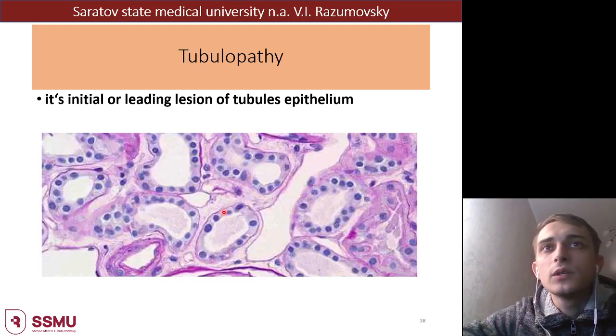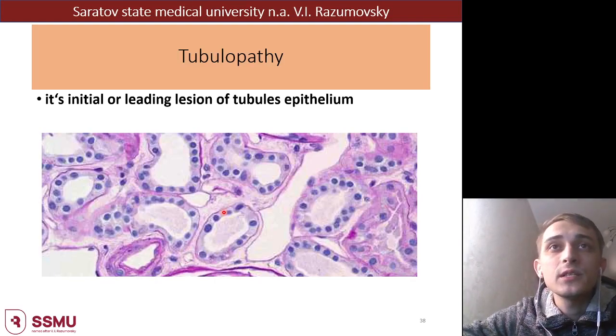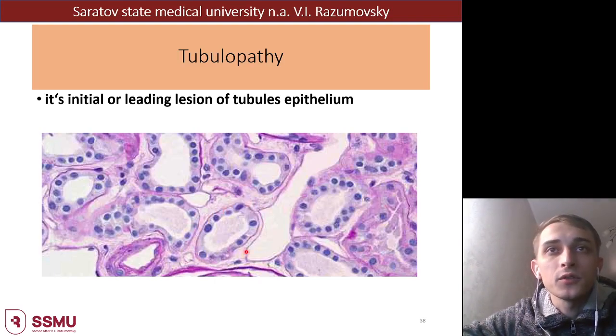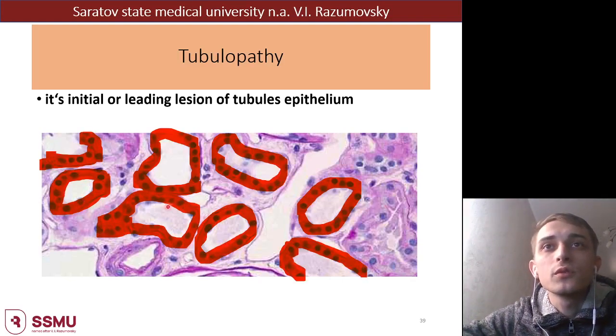The next big group of diseases is tubulopathies. Tubulopathy is a disease characterized by the predominant injury of tubes and epithelium of tubes in kidney. So in this slide we may see healthy tubes, and we should see that all the nuclei are localized at one level, and all the epithelium cells are localized on the basal membrane. And in case of pathology, we should find the pathological process in these red areas.